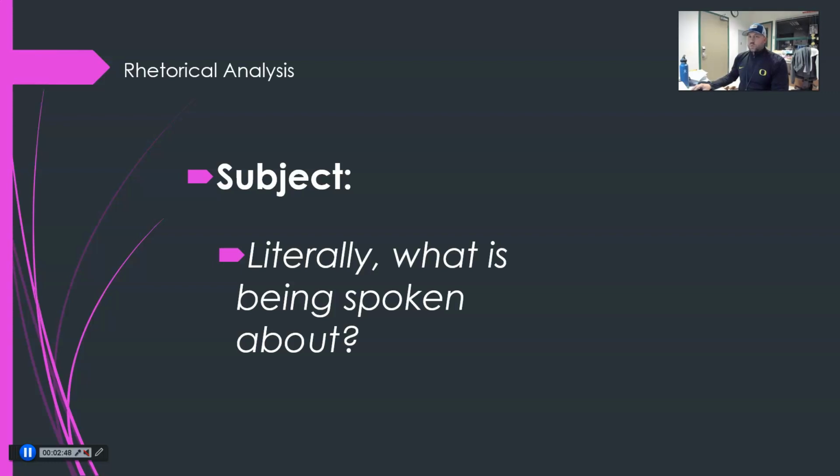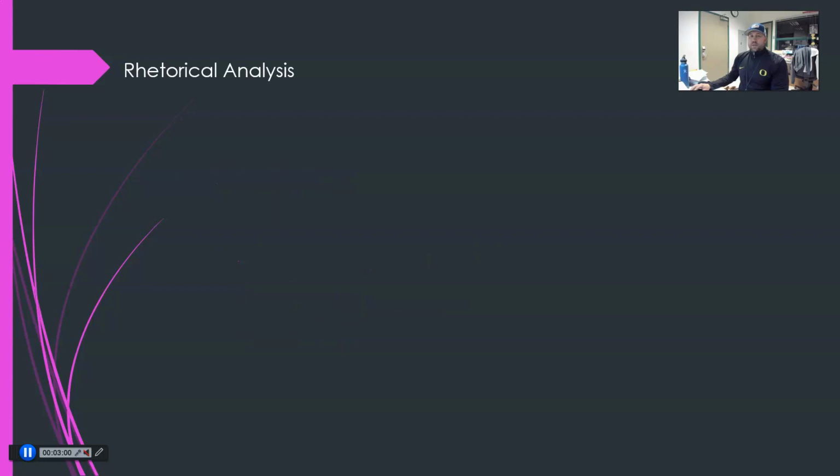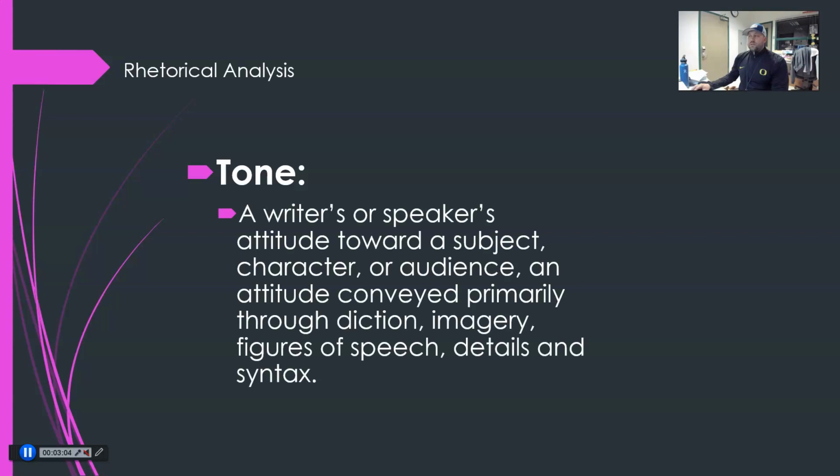Is it school lunch menus and whether or not they're healthy? Is it bias within maybe the school system? What is the subject that is being discussed? Next, what is the tone? When we talk about tone, what we're talking about is the writer or speaker's attitude toward a subject, character, or audience, an attitude conveyed primarily through diction, imagery, figures of speech, details, and syntax.